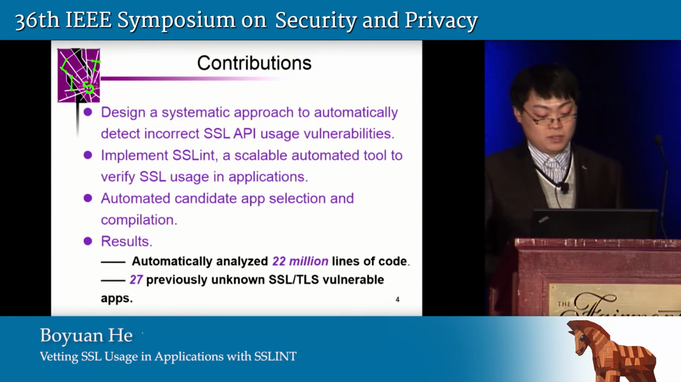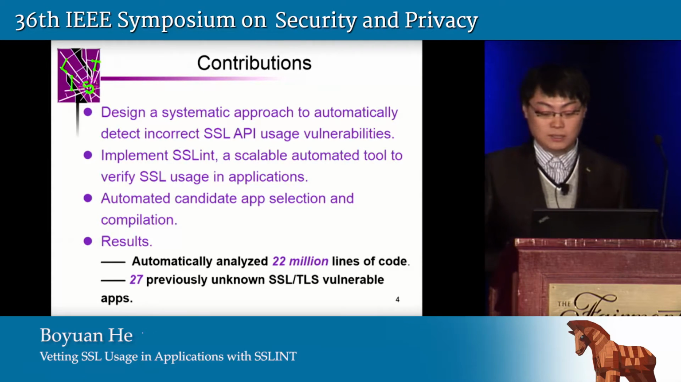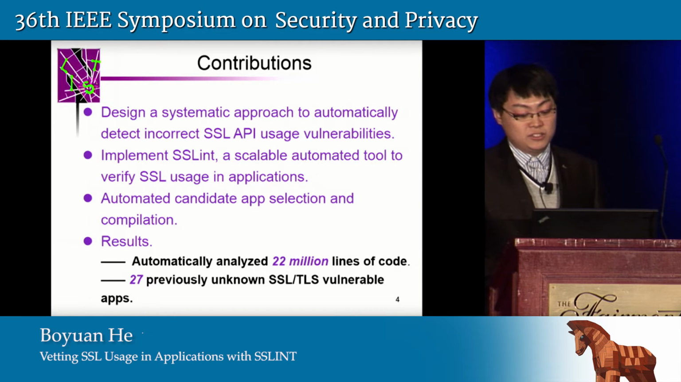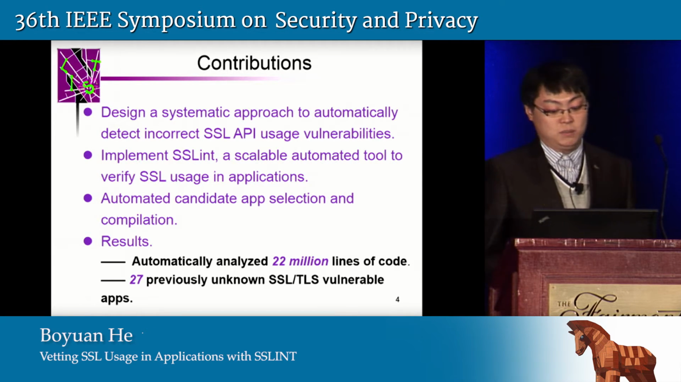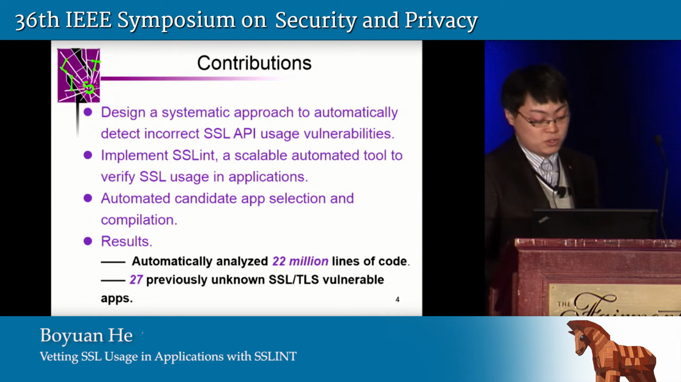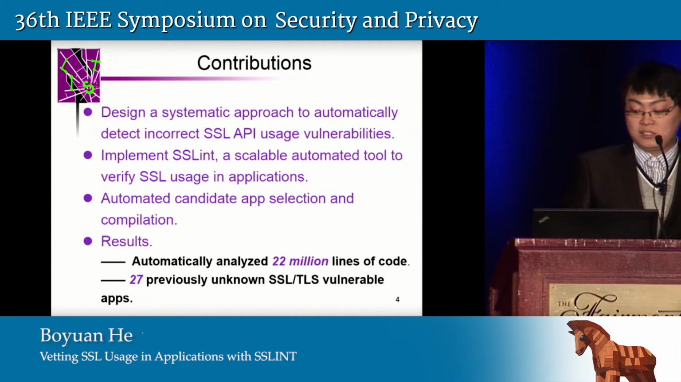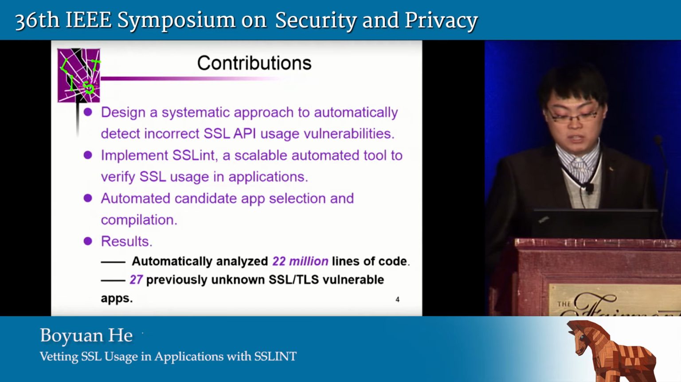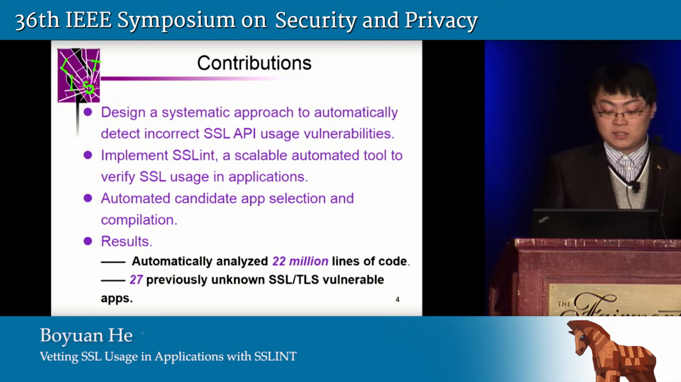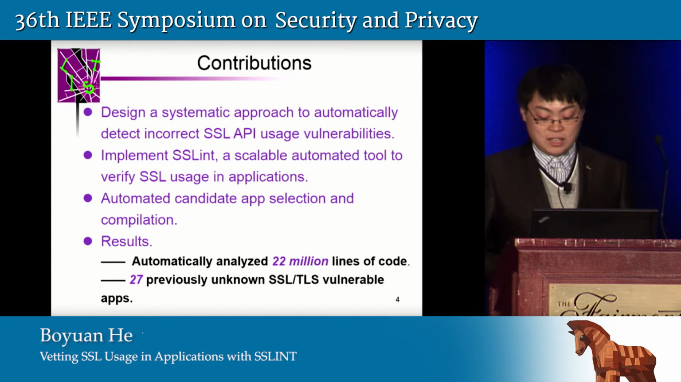To answer this question, we propose an approach as well as a tool called SSLINT, a scalable static analysis framework which is aimed at automatically identifying incorrect usage of SSL APIs in client-side applications. Our work has four main contributions. Number one, we design a systematic approach to automatically detect incorrect SSL API usage vulnerabilities. The second one, we implemented SSLINT, a scalable automated tool to verify SSL usage in applications.